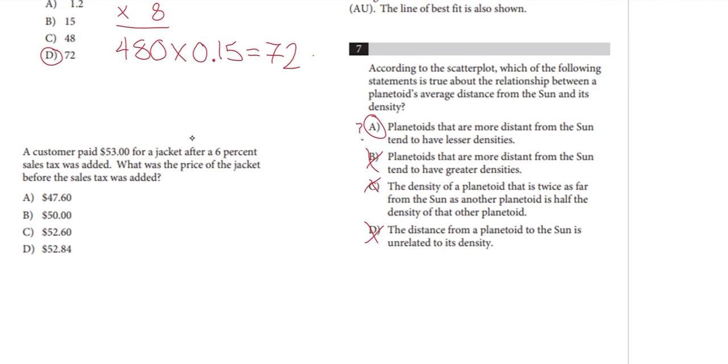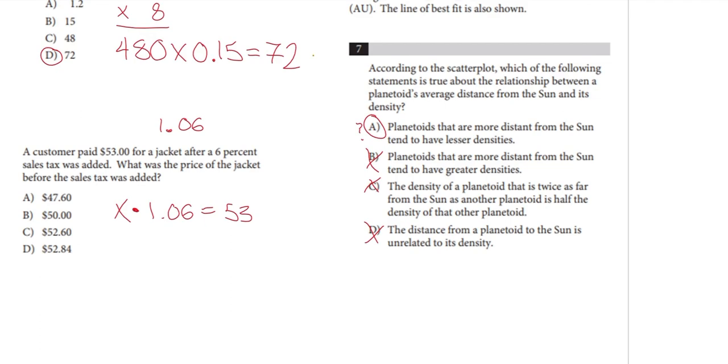A customer paid $53 for a jacket after a 6% sales tax was added. What was the price of the jacket before the sales tax was added? We know that a sales tax of 6% means that we need to multiply the original amount by 1.06. So if we call the original amount X and we multiply it by 1.06, which is a 6% sales tax, this is going to equal the total amount paid, which is 53.